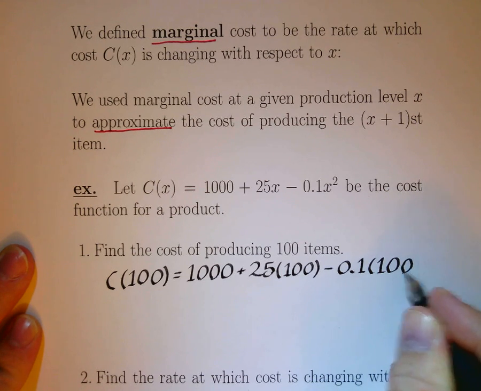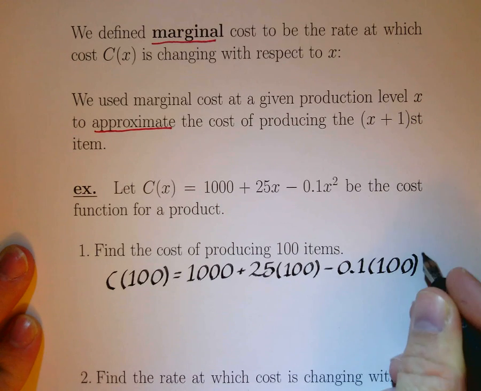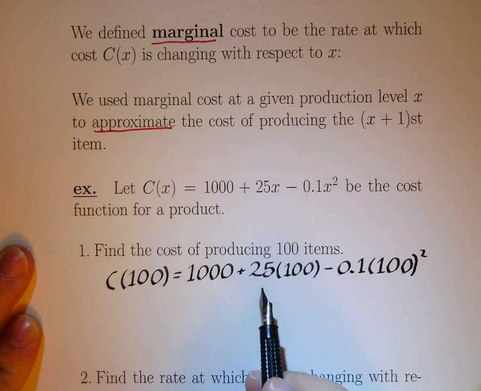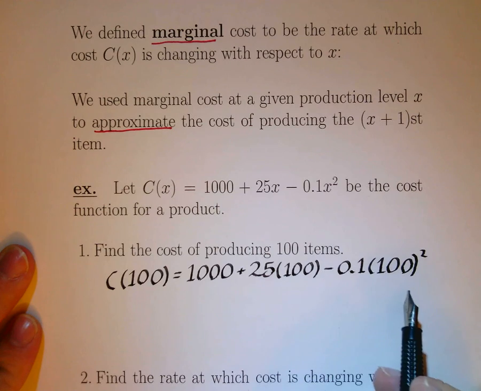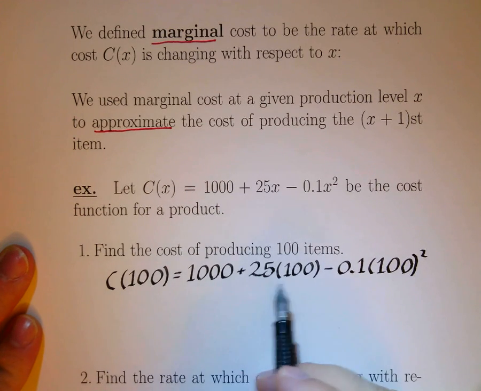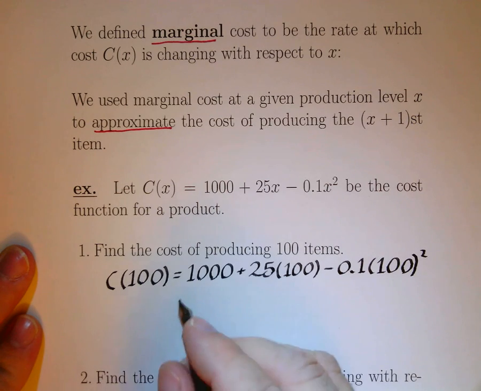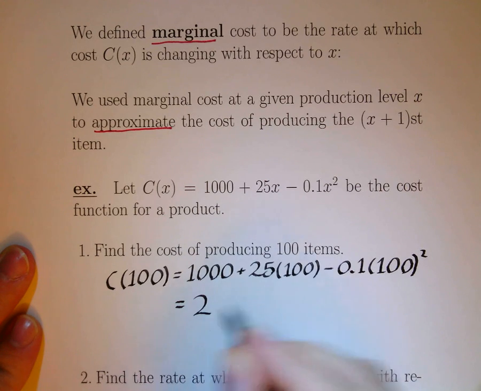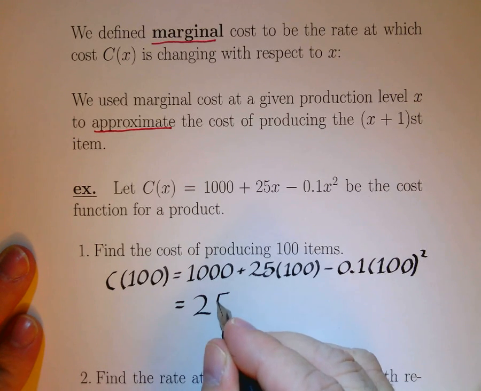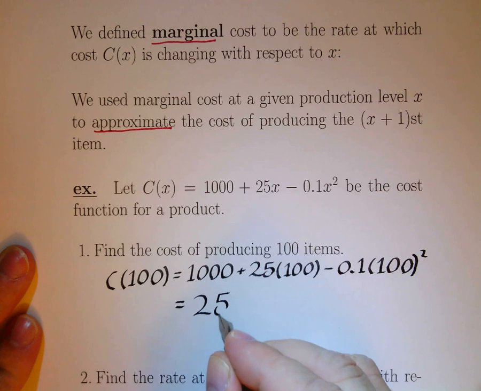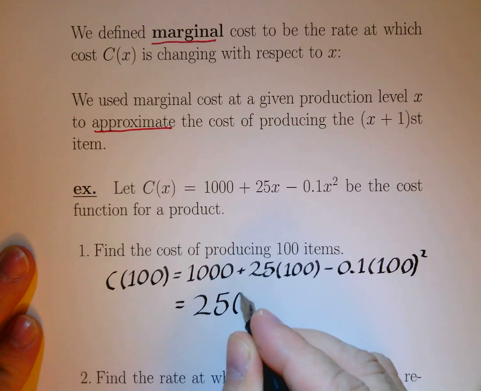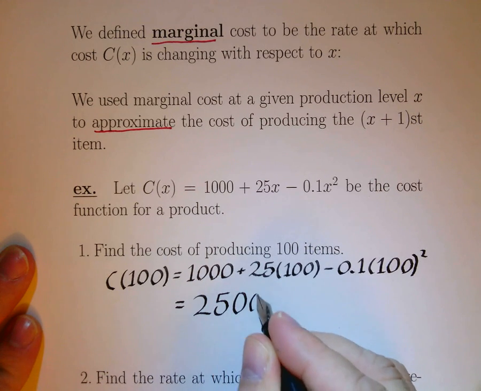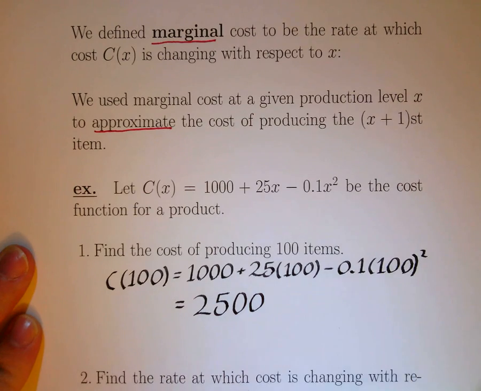Now if you just type that in, or actually you can just look at this. This isn't too bad, because you get 2,500 minus 1,000, so you can do that in your head. So 1,000 plus 2,500 minus 1,000, that's just equal to 2,500. So we have 2,500 as our answer. Now remember what our units are. Of course, that's a dollar amount.